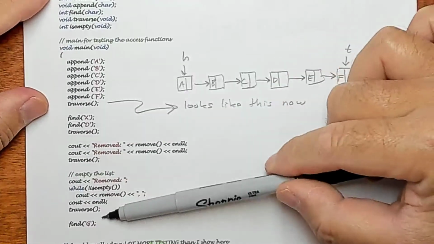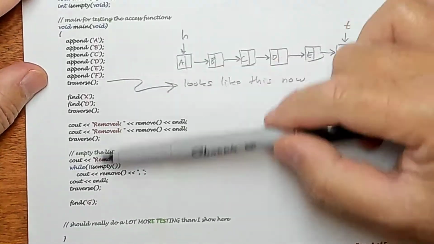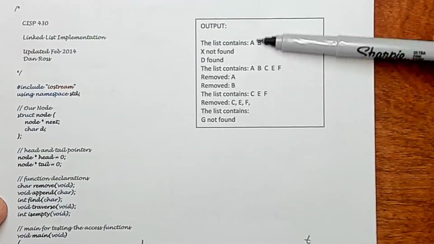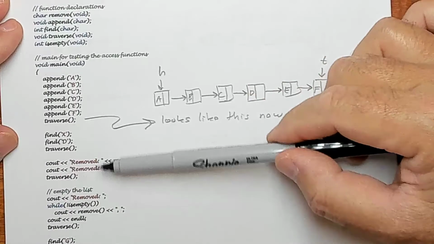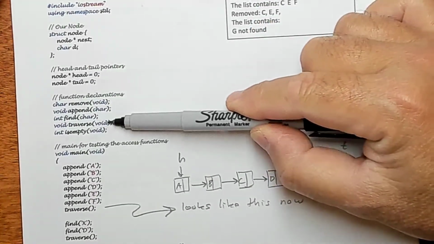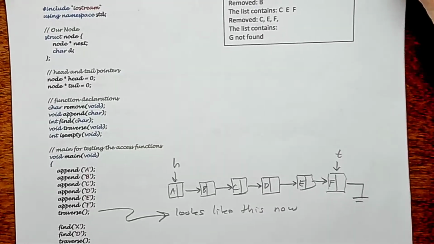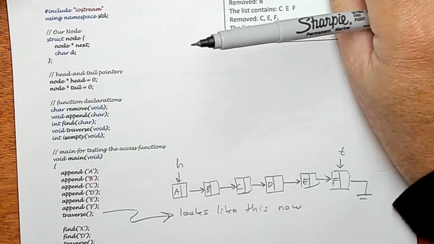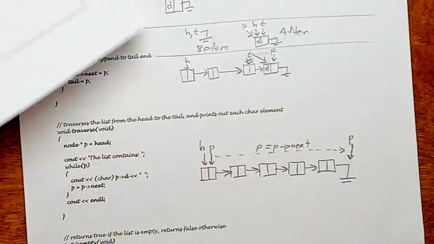And here I have a little testing program that's the exact same testing program, and it produces output like here, verifying that these in fact work. Okay, let's go through each one of these: remove, append, find, traverse, and is empty in exquisite detail. All right, sound good? So here's append.